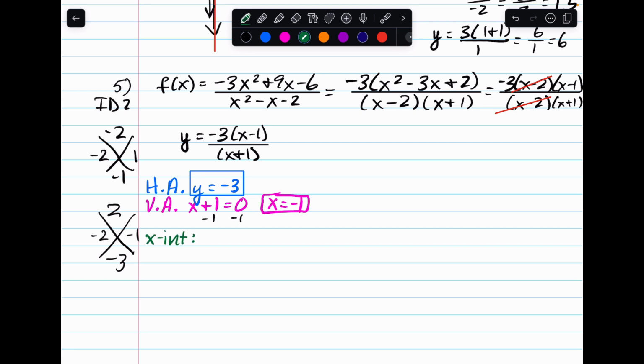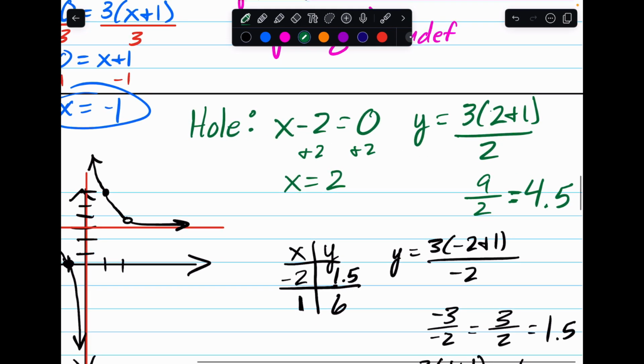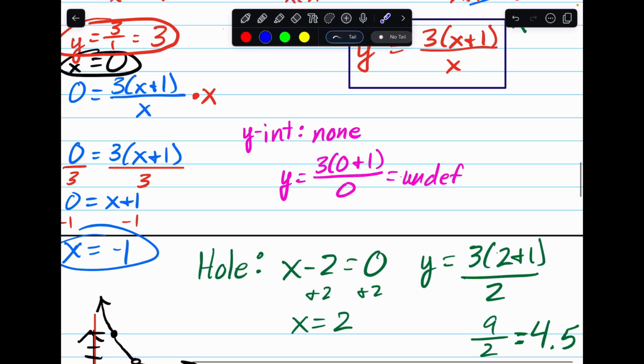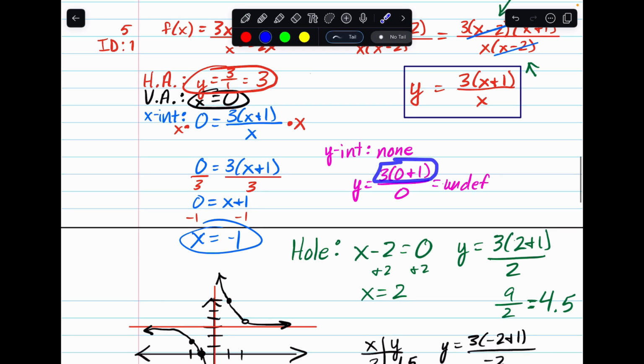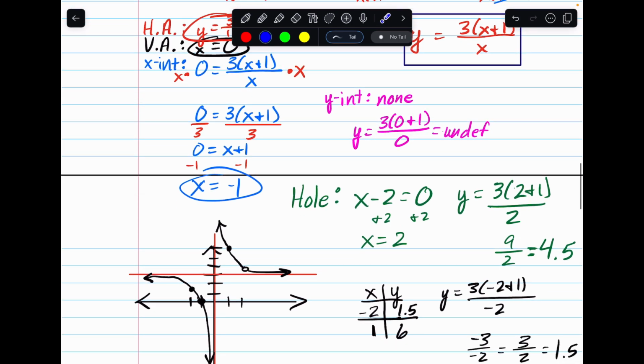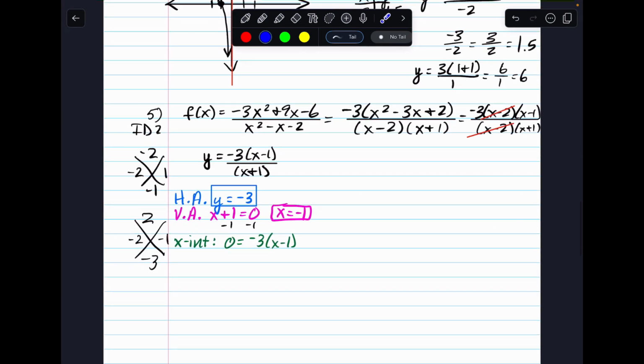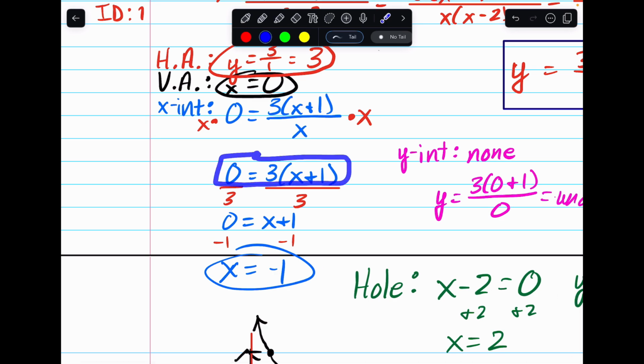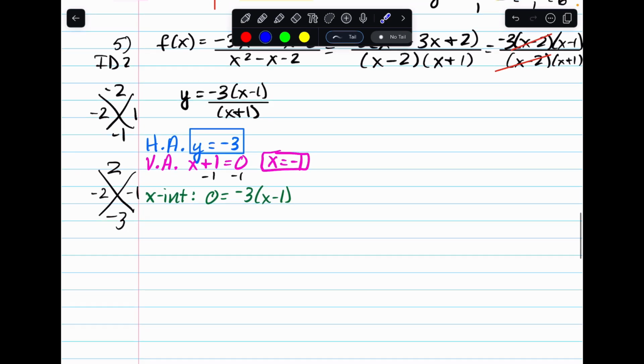X-intercept. How do I find that? Say y equals 0. 0 equals negative 3 times x minus 1. And remember what I said for the last one: you end up just setting the numerator equal to 0 and solving for that. So that's what we end up just caring about. Let's go ahead and do that. Here in this case, we're going to leave 0 equals negative 3 times x minus 1 equal to 0.